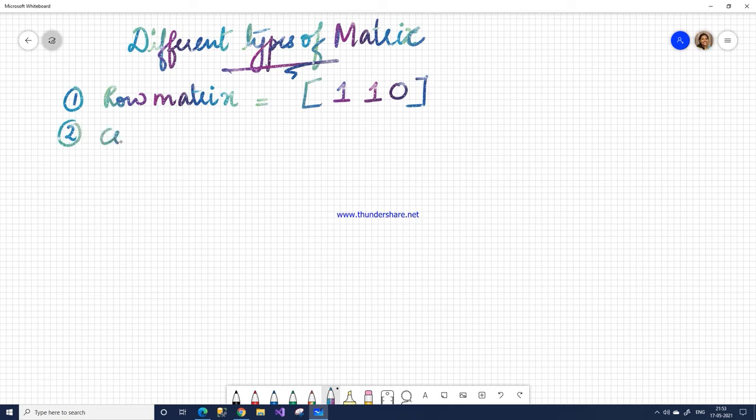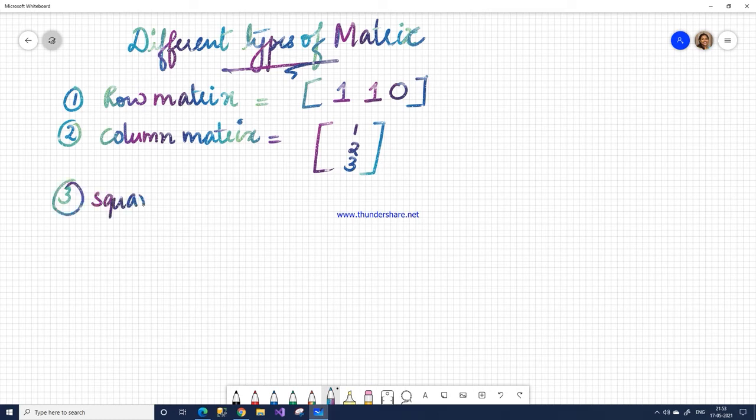Next is a column matrix. Column matrix means we'll be representing our elements in a column, and here we don't consider any rows. So it is a column matrix. Now let's see a square matrix. A square matrix means it will be of the same order, that is rows will be equal to columns. So 2, 3, 4 and 5. It is of order 2 cross 2, that is M and N are the same. So it is a square matrix.